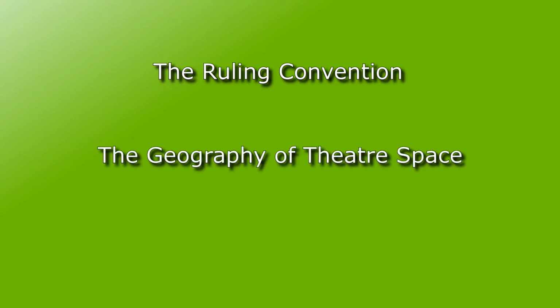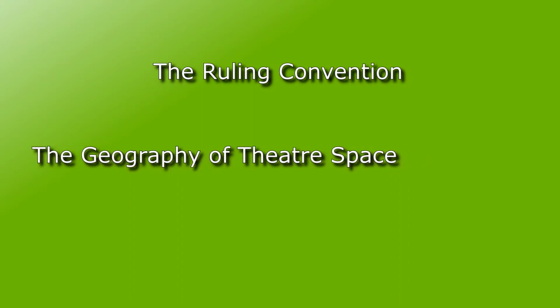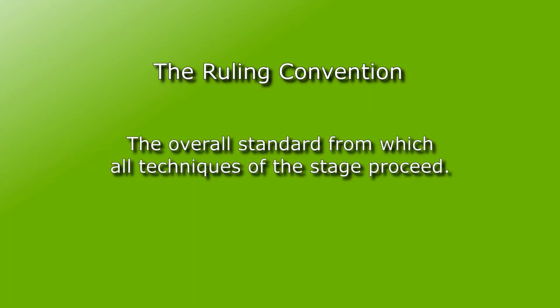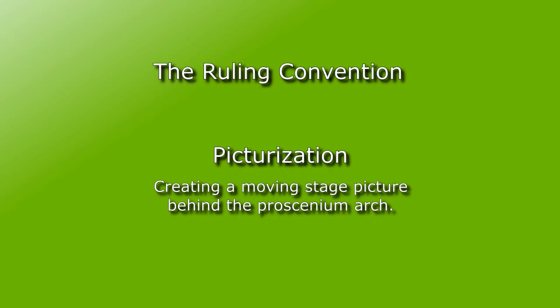This brings us to the ruling convention of the proscenium arch space. Each theater space has a geography of its own. The geography of each space requires different navigating skills for an aesthetic production. When we speak of a ruling convention in theater, we are talking about an overall approach from which all techniques flow. The ruling convention for the proscenium arch space is picturization. All techniques for the proscenium arch are designed to create a living stage picture for the audience.